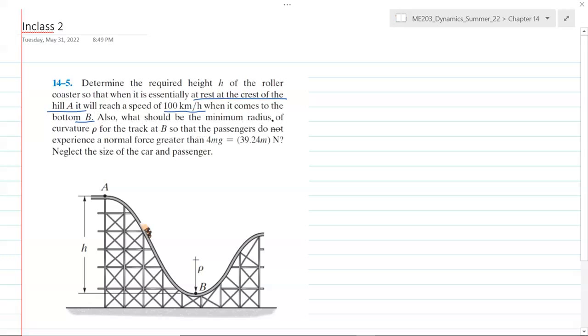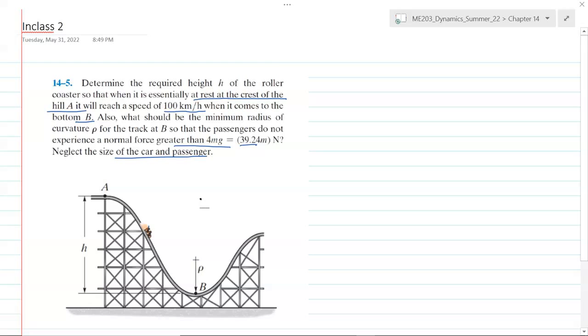Also, what should be the minimum radius of curvature rho at track B so that the passengers do not experience a normal force greater than 4 times their weight, which is 4 mg, or it's also called 4g force, and its value, if you substitute g equal to 9.81, is 39.24 times mass newtons. Neglect the size of the car and passenger. That means consider car and passenger as a particle.